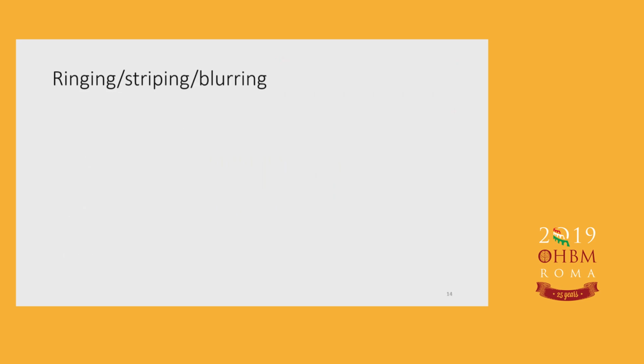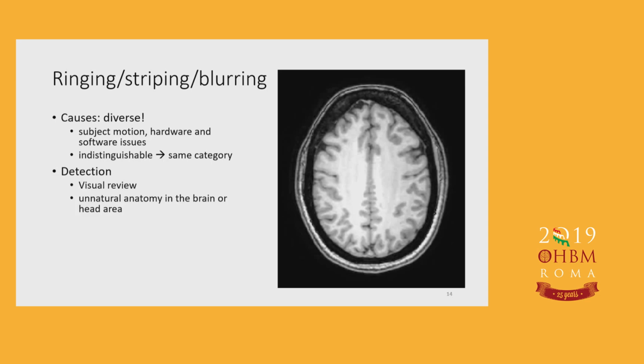Another common artifact in this modality is something called ringing, striping, blurring. It's called many names, and the reasons for these types of artifacts are diverse, including subject motion, hardware, and some software issues too. The way they appear, you can't really distinguish them, even though the source is slightly different. So people tend to put them in the same category. And the easiest way to detect them is to perform visual review.